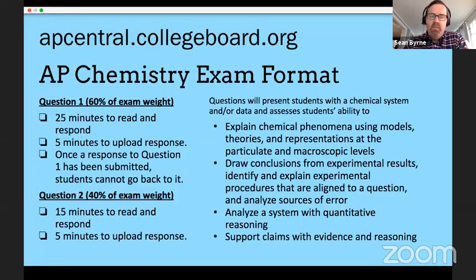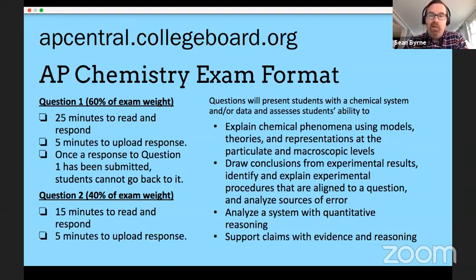Second reminder that the format of the exam will be two different questions. The first question, which is 60% of the exam weight, you will have 25 minutes to read and respond. So our assumption is that this will be a little bit longer question. In today's lesson, I'm going to try to give you one question modeled on what I would expect a question one to look like. It would take a little bit longer, and there are multiple parts to it.